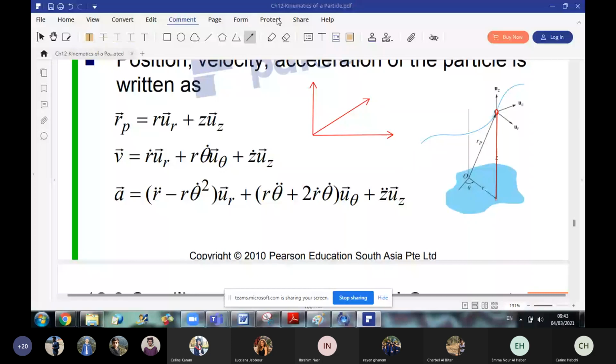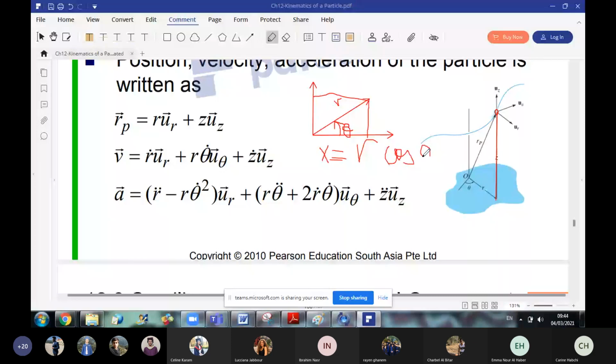Because if I know R and theta, I can deduce the values of X and Y. If I do the projection here, I can say that X is equal to R cosine theta, and Y is equal to R sine of theta. This means that R and theta are coordinates replacing X and Y.